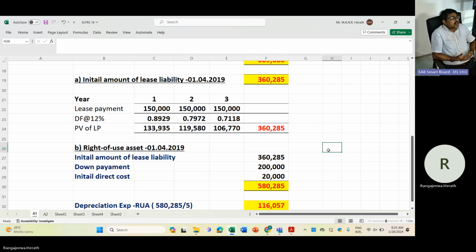We can prepare the key ledger accounts: the right of use asset account, the lease liability account, and the right of use asset depreciation account. Then you go ahead and prepare the ledger accounts and the financial statement extract.